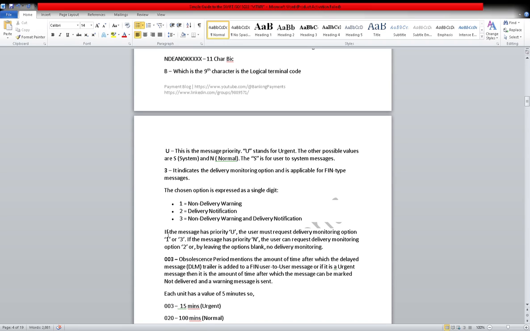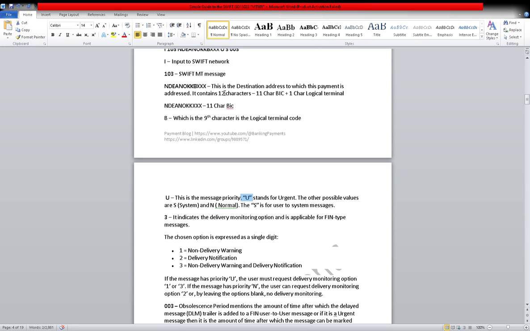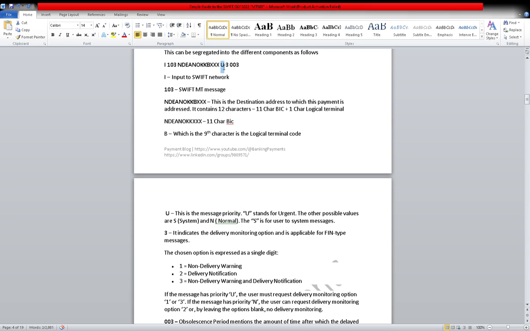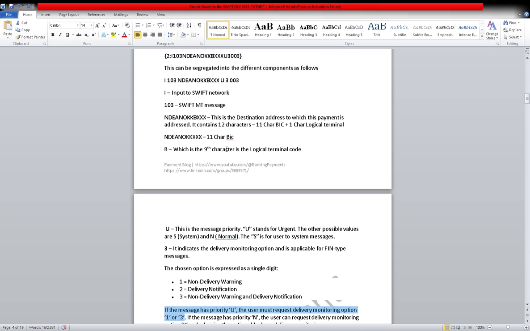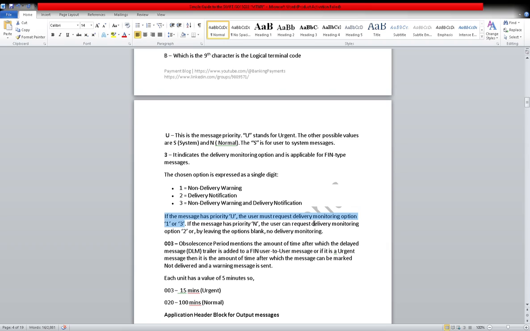Then the next one: if the message has priority U, then the user must request delivery monitoring option number 1 or 3. This is also a SWIFT network rule which we discussed yesterday and today also. If U for urgent is mentioned here, then it must be 1 or 3. That's why it is 3 in our case here. If the message has priority N, meaning normal, the user can request delivery monitoring option 2 or leave the option blank.